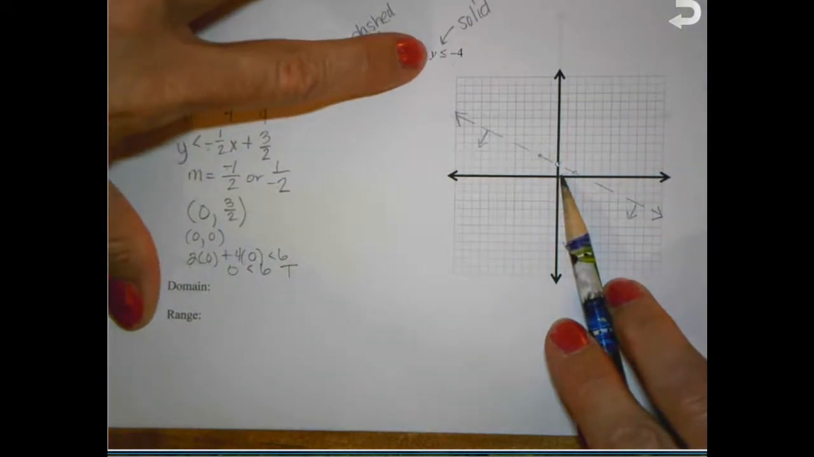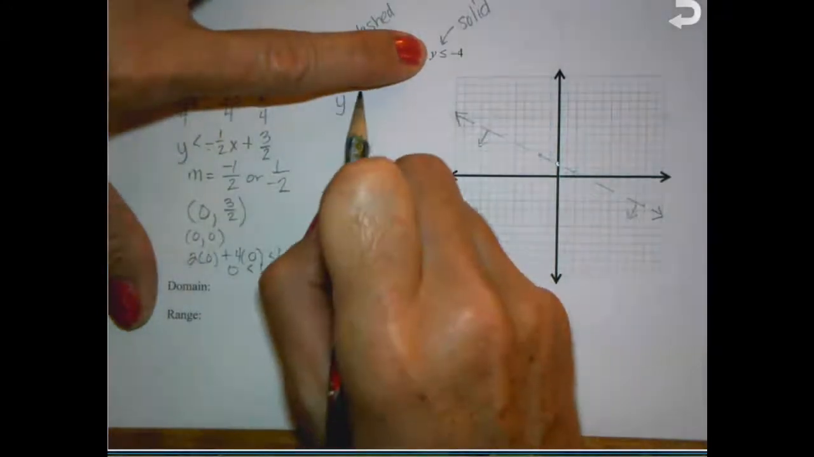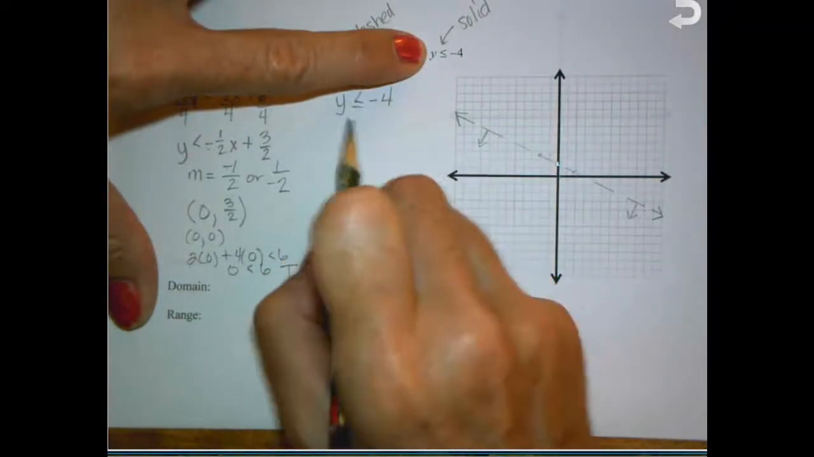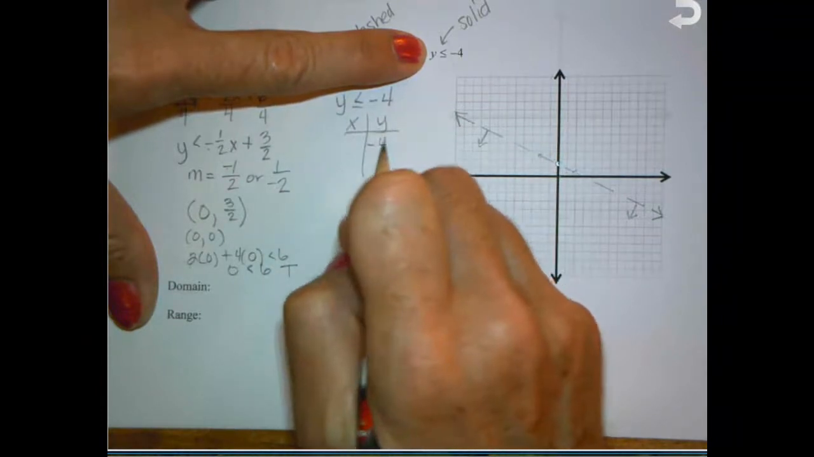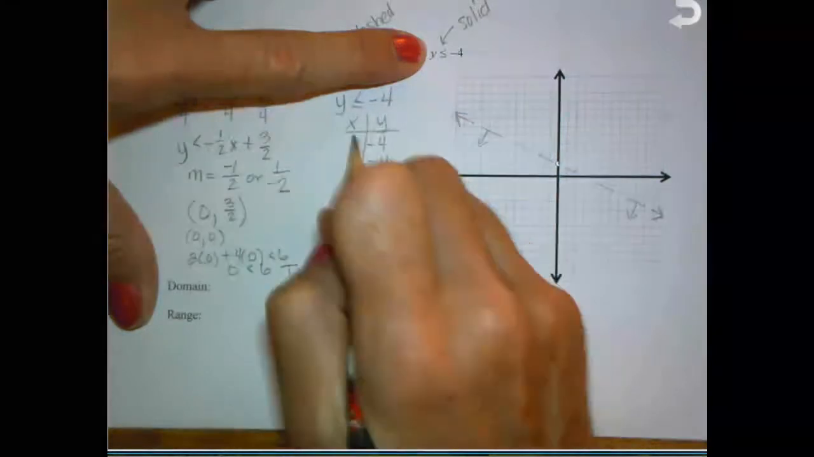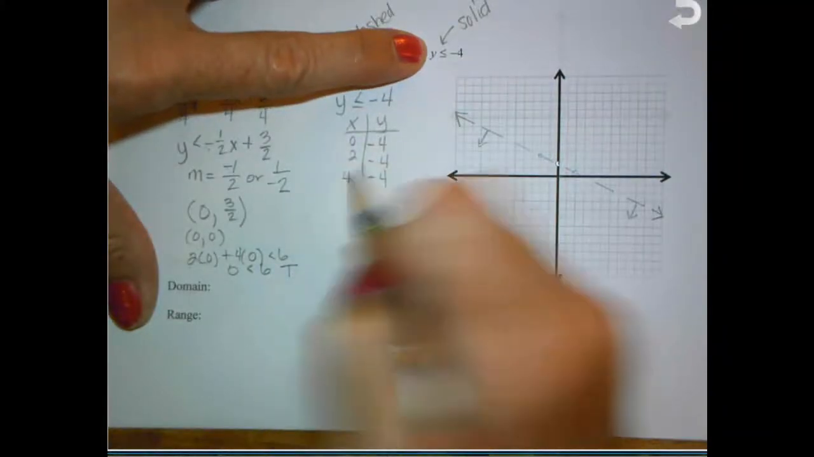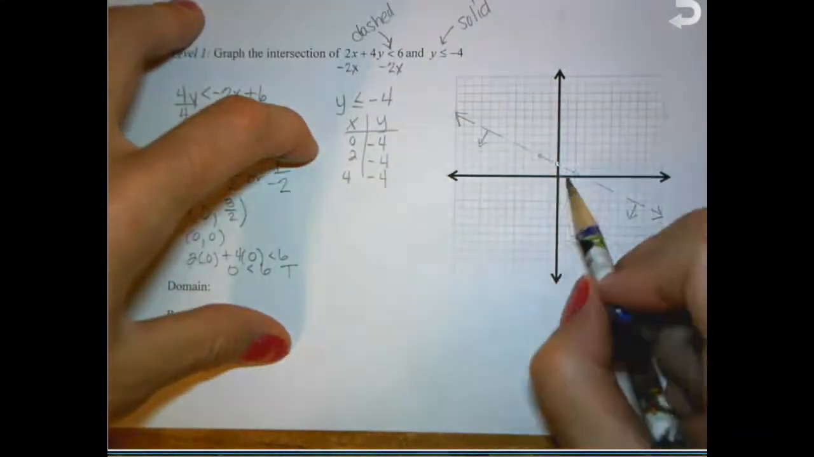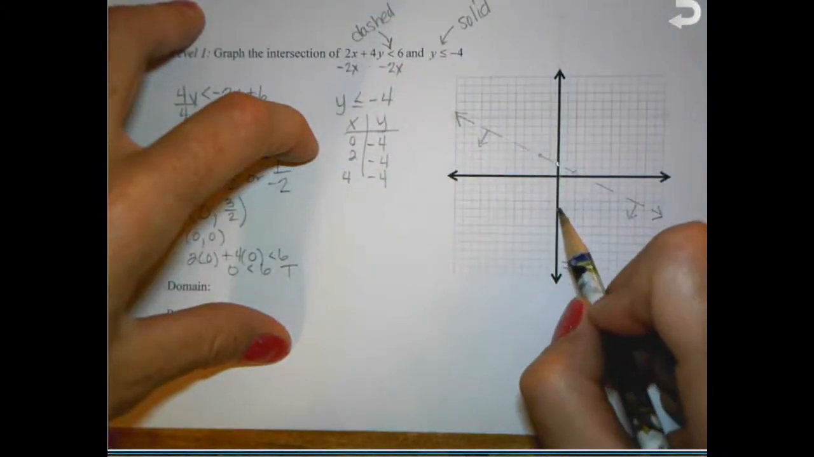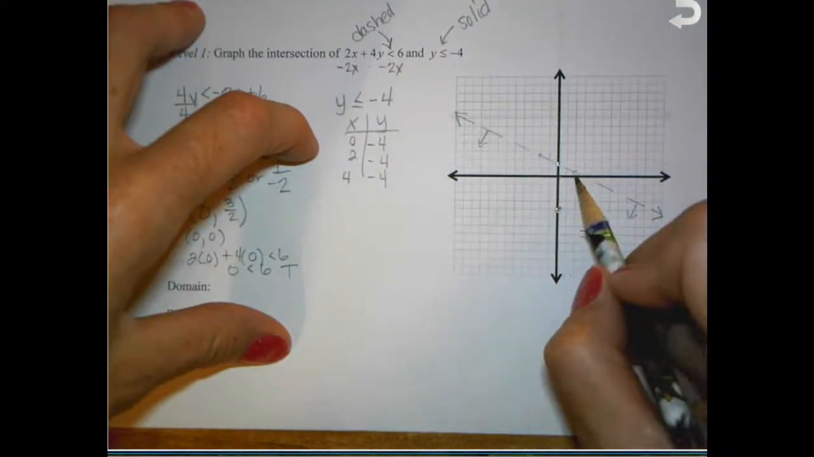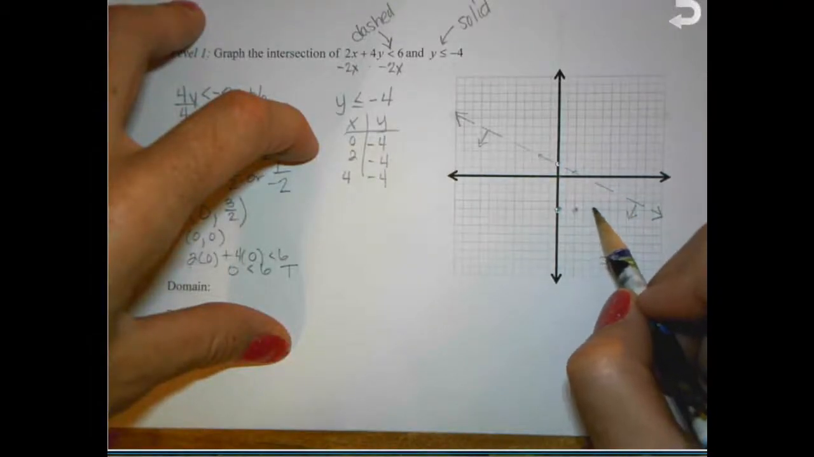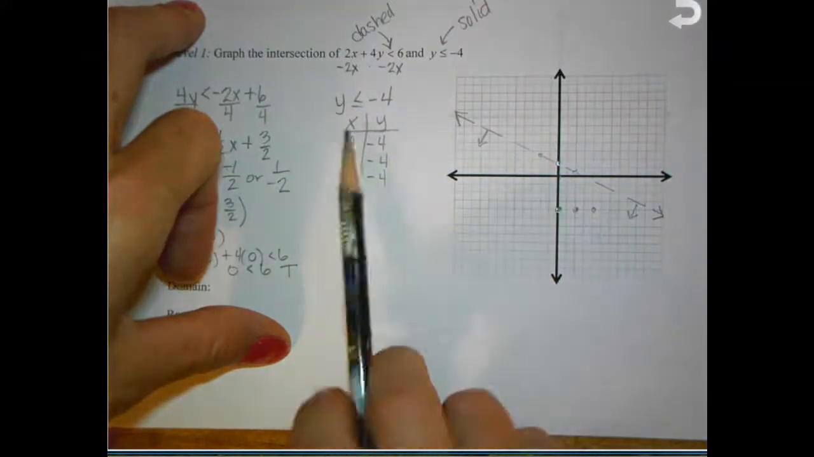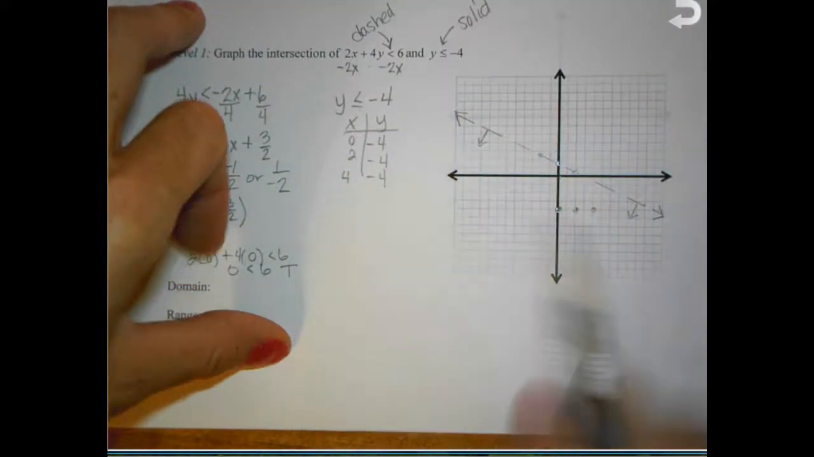My second line is y is less than or equal to negative 4. Think about y is 4, negative 4. So 0, negative 1, 2, 3, 4, 2, negative 4, and 4, negative 4. And of course it's a horizontal line, and I have a solid horizontal line, so let's put that one in.